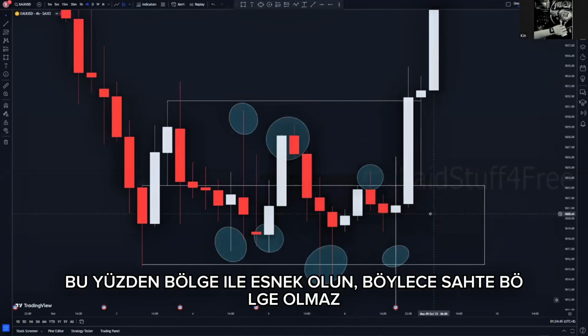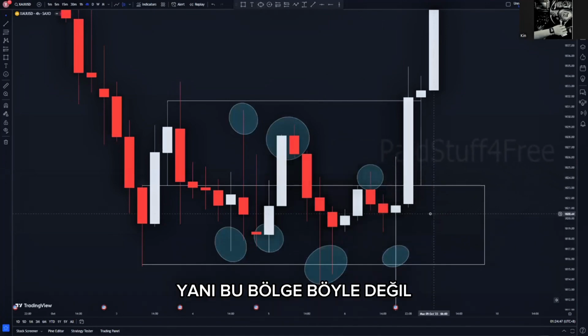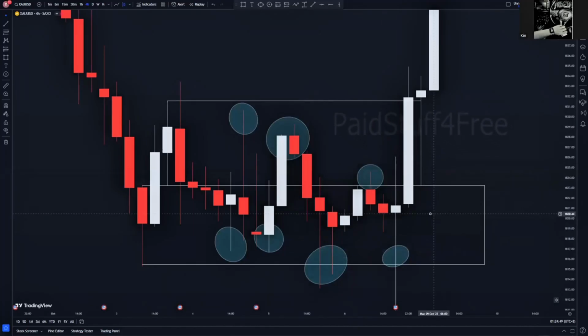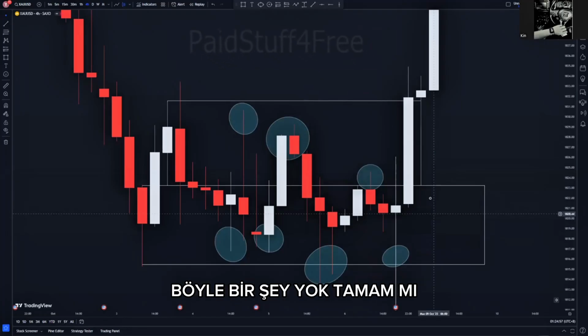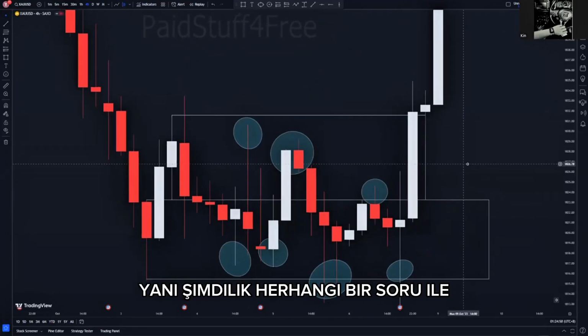So be flexible with the zone. There is no fixed zone. There isn't a zone that is the best zone to mark and another that is the weak zone. There is no such thing. All right. So for now, is there any question?